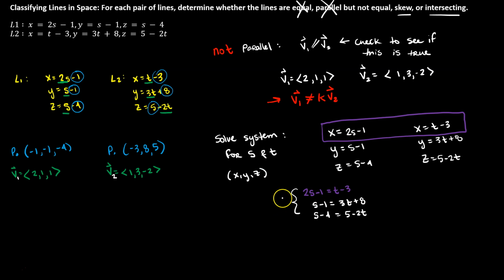What I'm going to do is take this first equation that I have in purple, and I'm going to solve that for t. So I'll add 3 to both sides so that I get t is equal to 2s plus 2. And then I'm going to substitute that into the second equation. So plugging that in, I would have s minus 1 equals 3 times t, but I'm going to use 2s plus 2 instead of t, and then add 8 to it. And then we're going to simplify this the best we can.